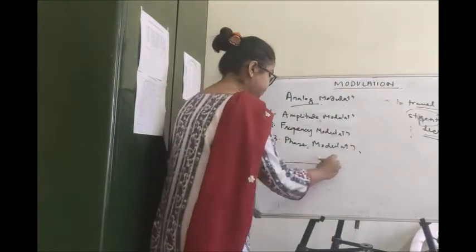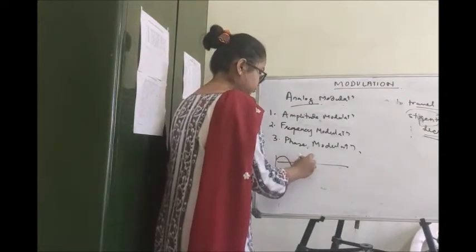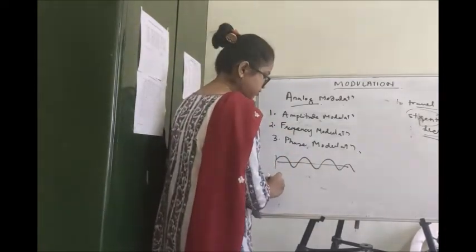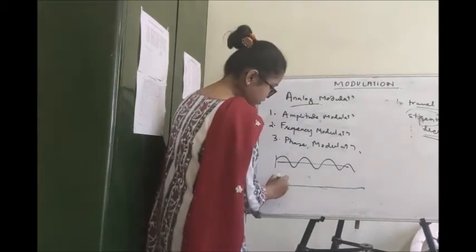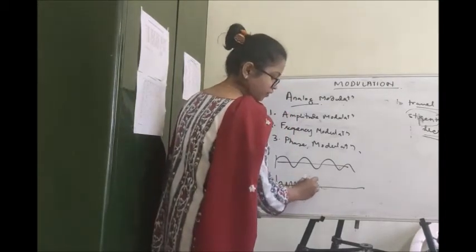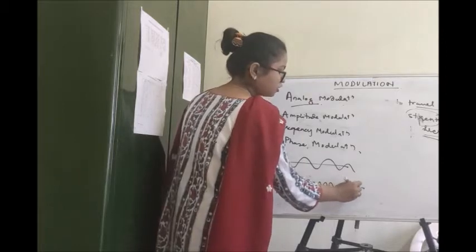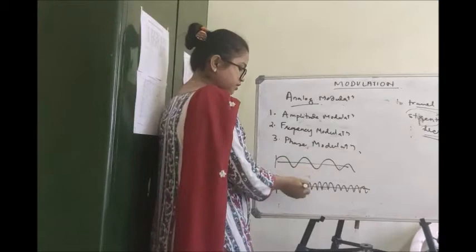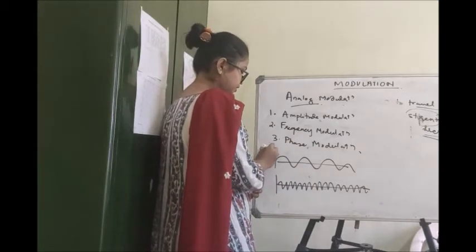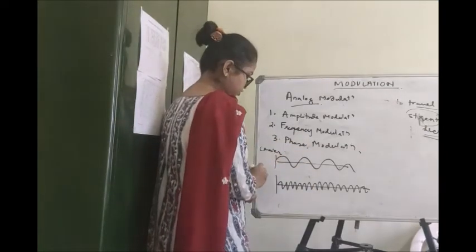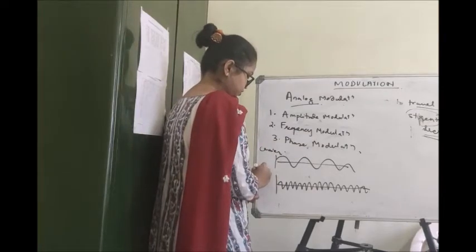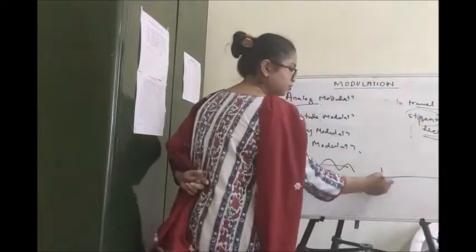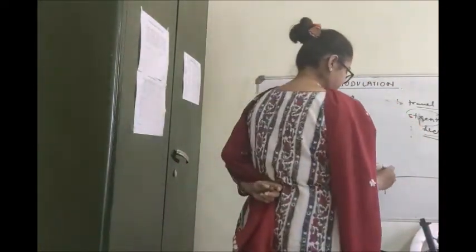Suppose this is your carrier wave. And suppose this is your information signal, a low frequency signal. It cannot travel on its own, it needs a carrier. The merging of the carrier and the encoding of the information signal with the carrier is called modulation. Now when we modulate and combine these, the amplitude modulation looks like this.